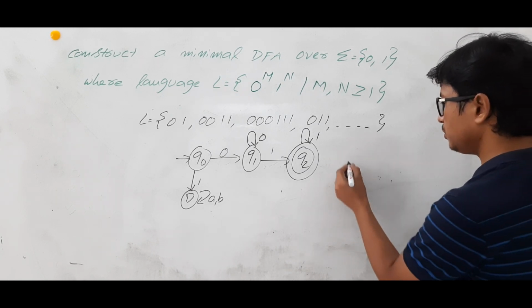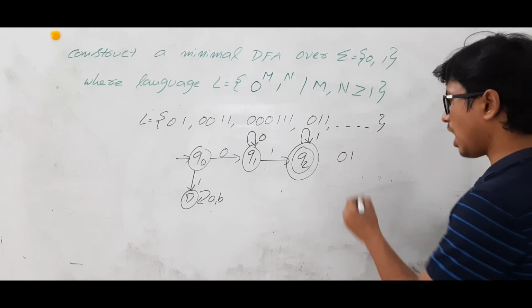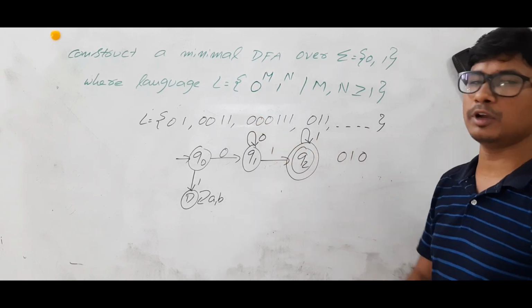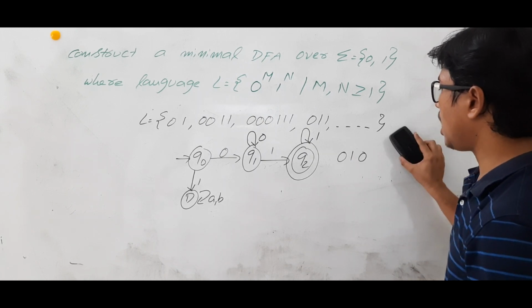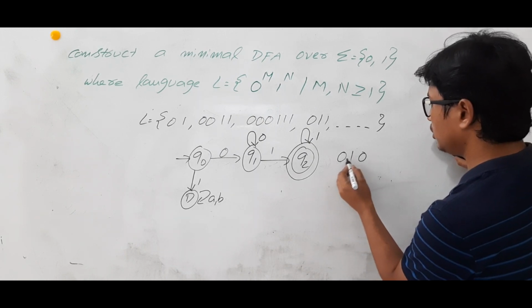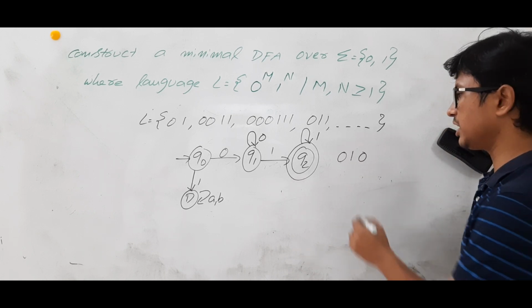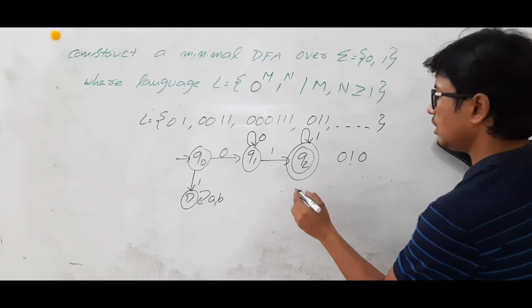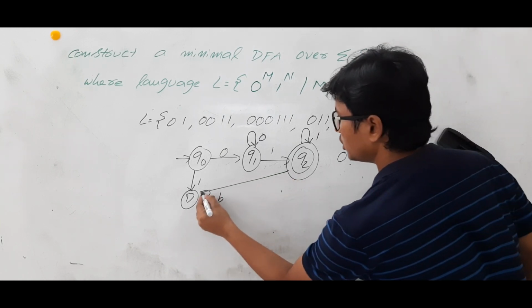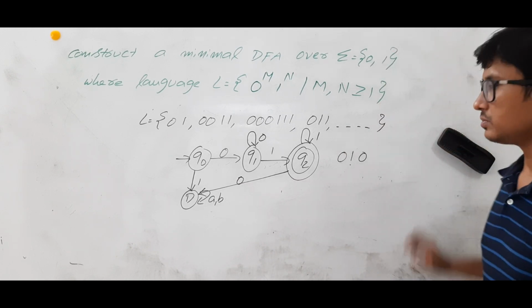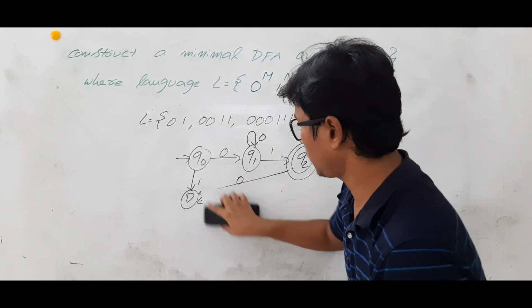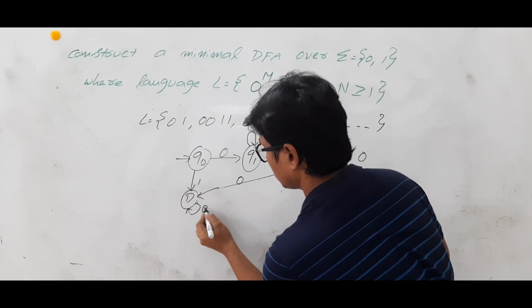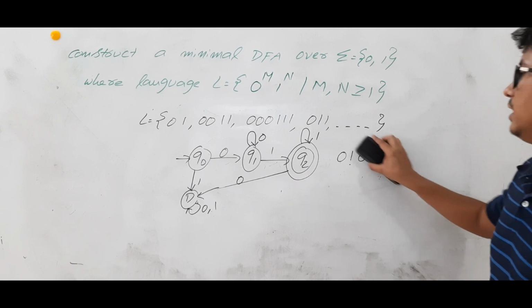Now we will see Q2 on 0, what will happen. How do you reach Q2? You have seen 01. Now after 1, can you see a 0? No. If you see it, it does not belong to language L. So after 01, you should not see a 0, because after 1 you should not see any 0 according to the pattern given in language L. So if you see a 0, you should go to a dead state.